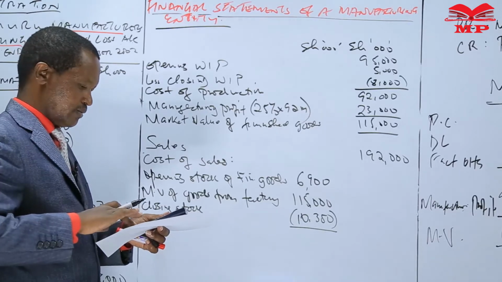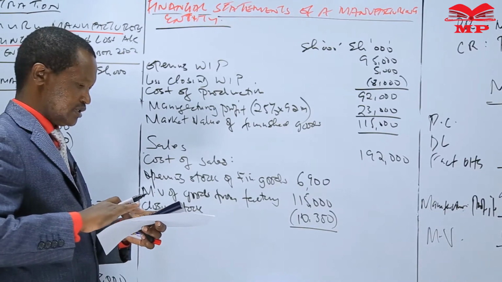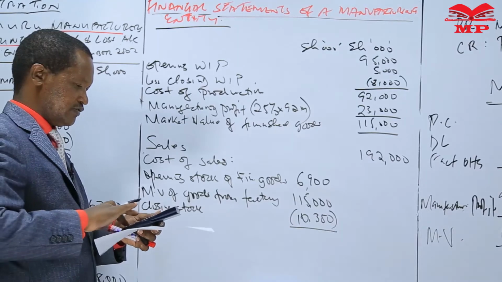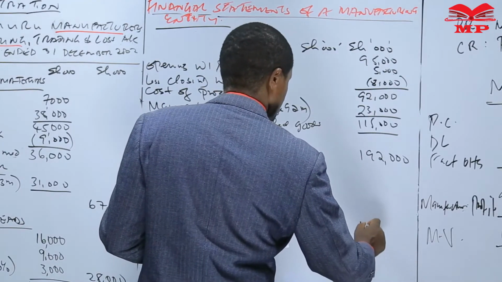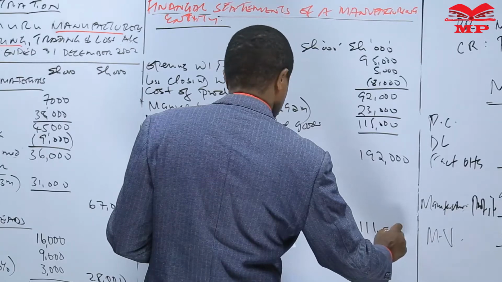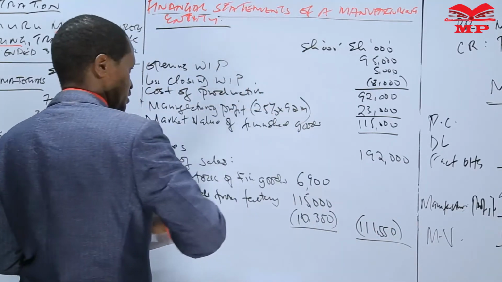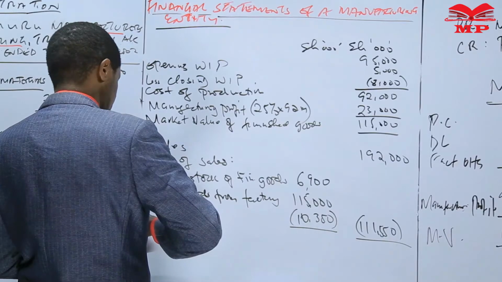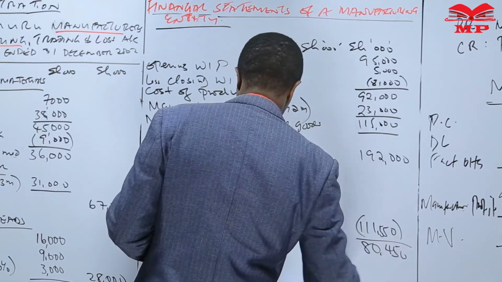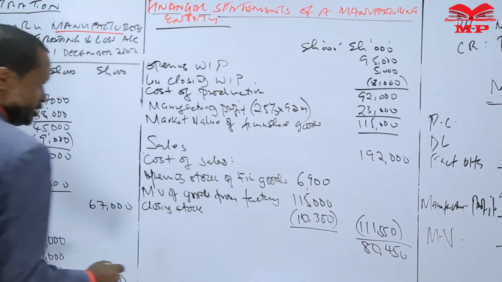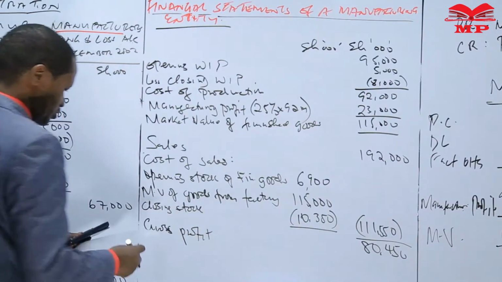6.9 plus 115 minus 10,350. So I have here 111,550 minus 192 million, 80,450. 80,450 is the gross profit. That is the gross profit.